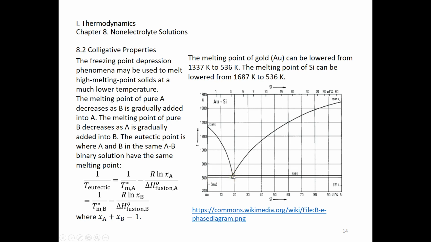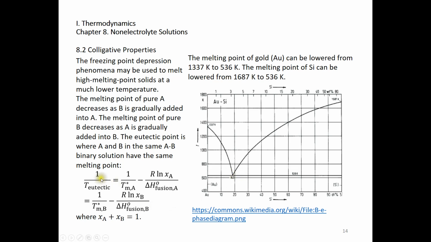You need a certain composition. I think you need roughly 0.186 as the mole fraction of silicon, and then 1 minus 0.186 as the mole fraction of gold. And again, we can compute this melting point for both gold and silicon. At this temperature, we have gold and silicon with the same melting point.